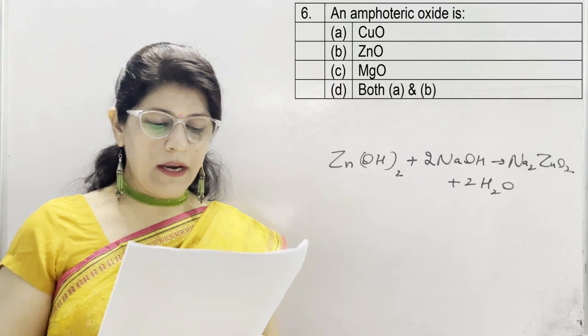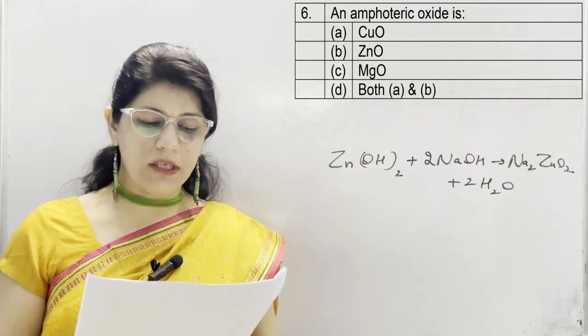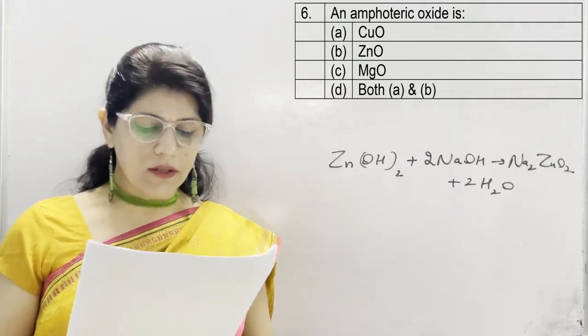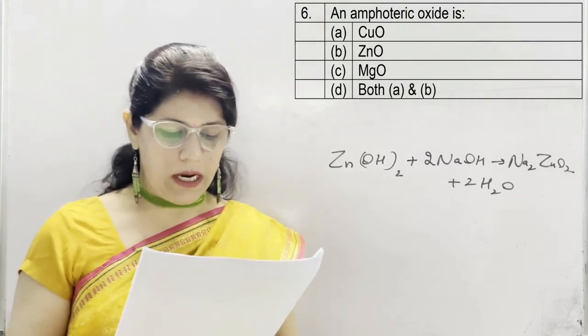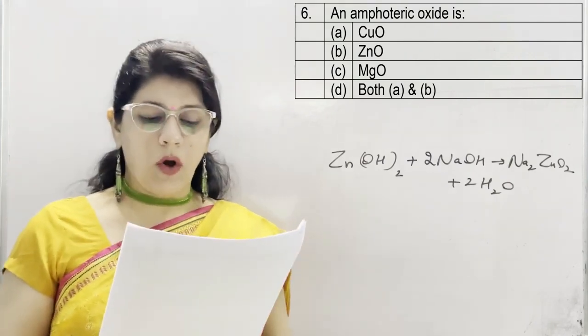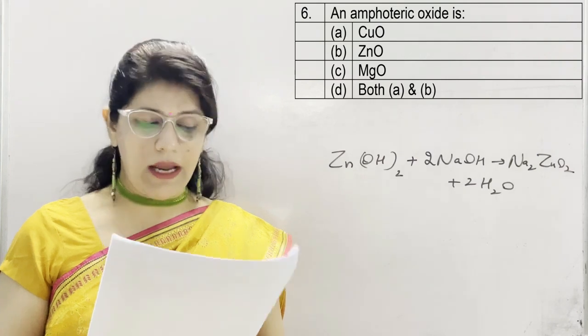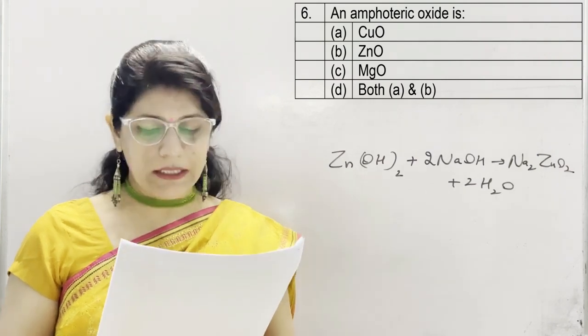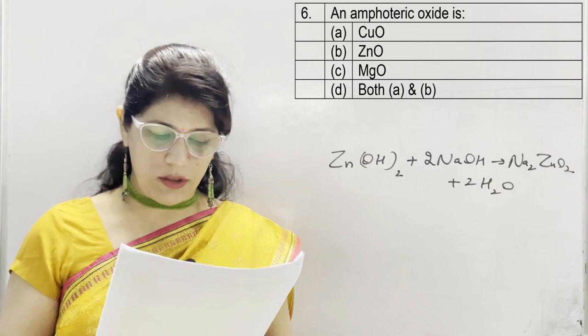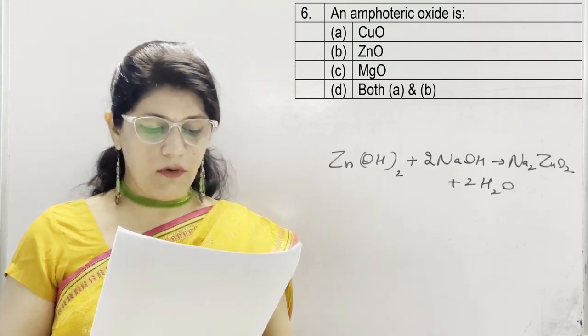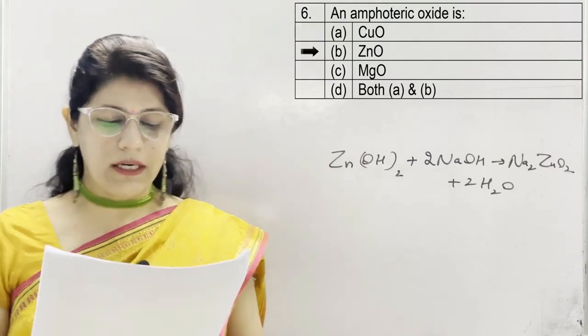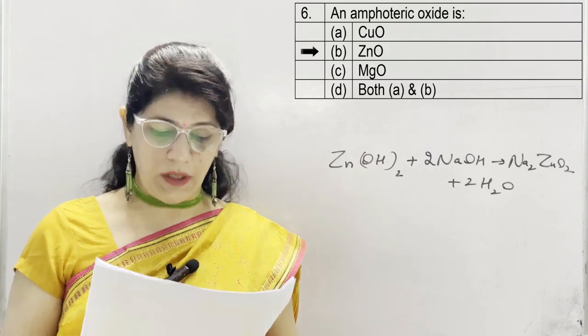In question number 6, an amphoteric oxide is, options given are copper oxide, zinc oxide, magnesium oxide, D both A and B. And we know the oxides of aluminium, lead and zinc react with both acids and alkalis to form salt and water. So they are amphoteric oxides. In the given options, only zinc oxide is the correct option, which is option number B.